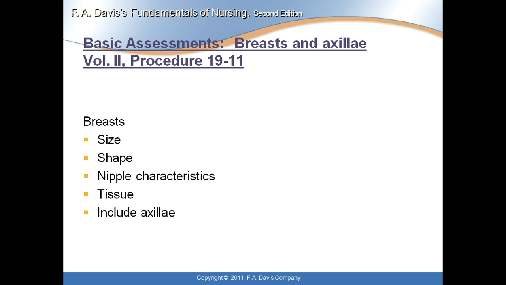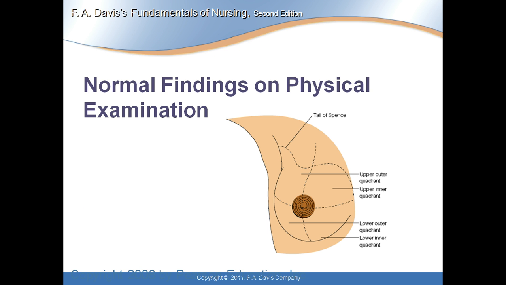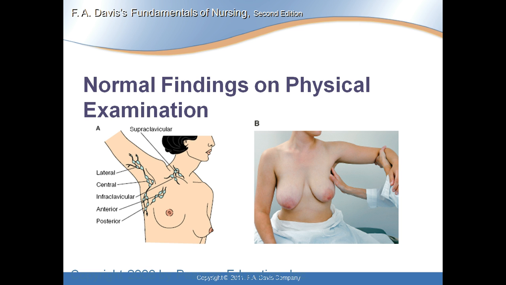All right, so for this section, we're going to listen or actually assess for breasts in the axillary. We'll quickly go over it, but not too much detail because you'll get this more in your OB rotation in your other blocks. So for assessing the breasts, you'll have your patient sit up, lean over a little bit, and you're assessing the size and shape, checking for nipple characteristics and tissue, and you're also going to include the axillae, which is the armpit area. Normal findings on the physical examination: you'll look for the upper outer quadrant, the upper inner quadrant, the lower outer quadrant, and the lower inner quadrant of the breast. And here's a great picture of being able to assess the breast itself.